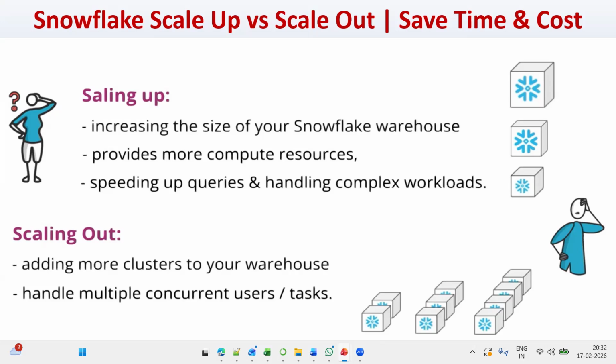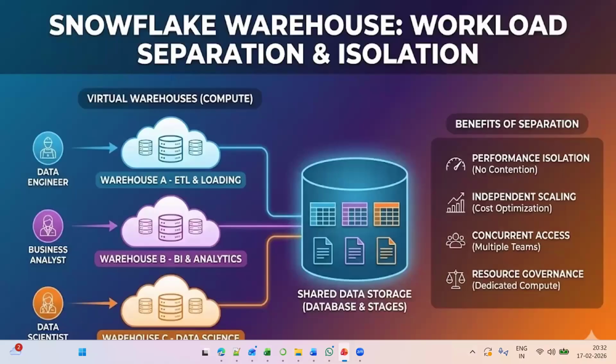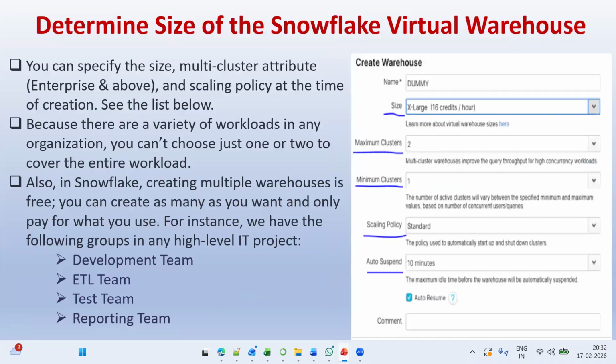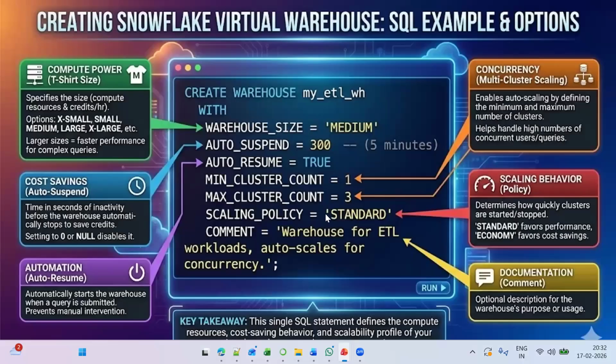And if it finds no running cluster available, it will go and find any idle cluster and allocate that. But economy policy is not like standard. If my warehouse is created using economy policy, here instead of standard I will change to economy here. Then my warehouse will be an economy policy warehouse.